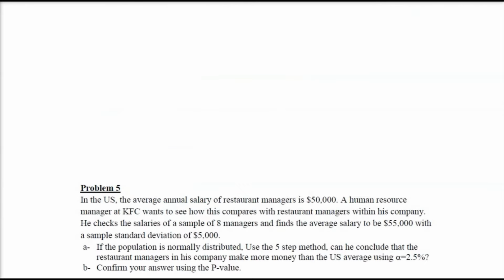To cover the second part, we are going to solve problem 5 from worksheet 4. Let us first extract the key figures from the text. The sample size is 8, so n is equal to 8. The average salary of the sample is $55,000, so this is our x bar.